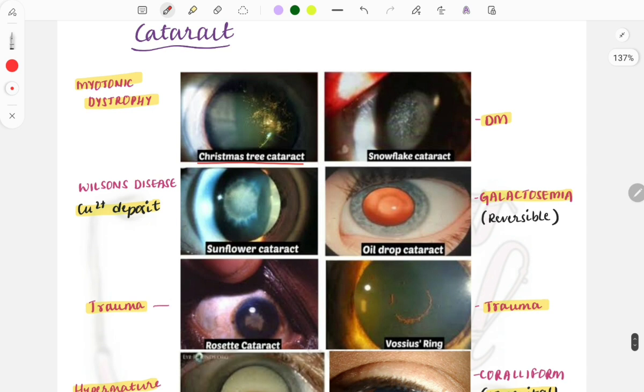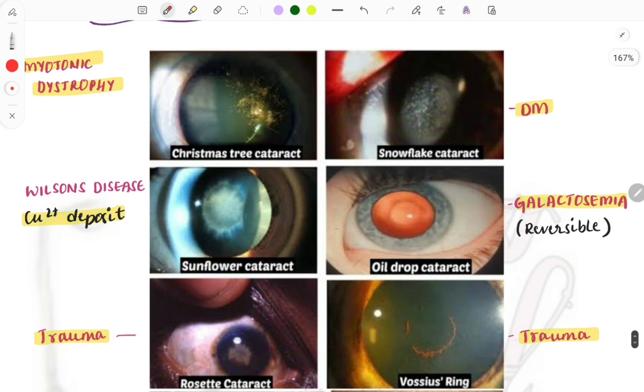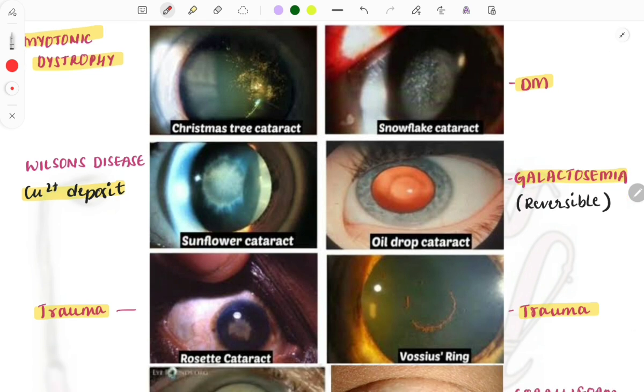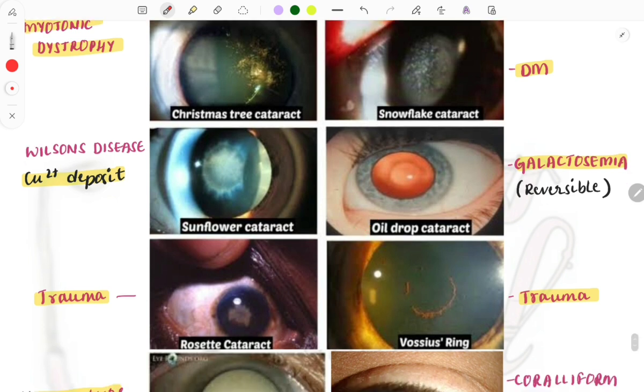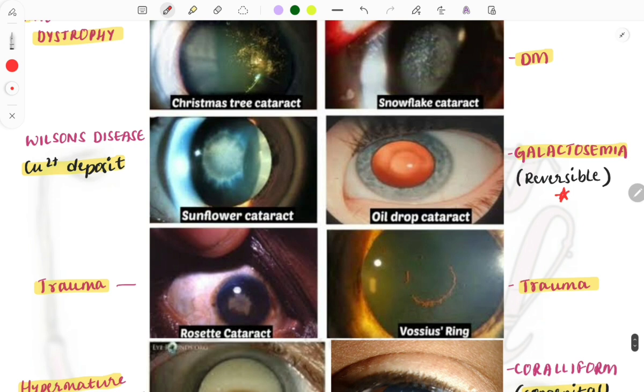So in myotonic dystrophy, we can see the cataract which is called the Xmas tree cataract. Then snowflake cataract is seen in diabetes mellitus. Wilson's disease is due to copper deposition, and sunflower cataract is seen in this disease. Oil drop cataract is seen in galactosemia, and this is the only cataract which is reversible. So this one is also asked. ये आपको पता होना चाहिए.